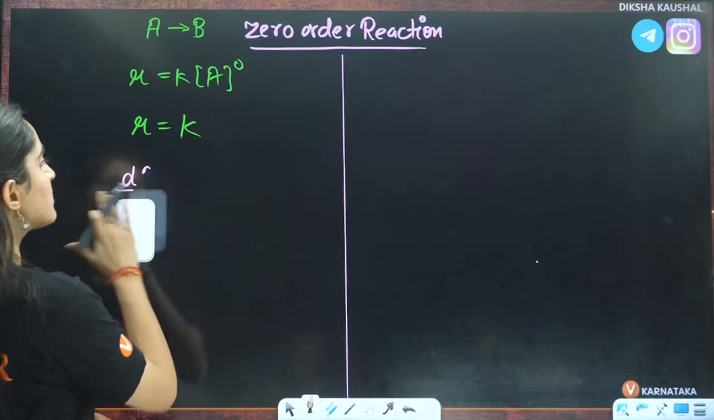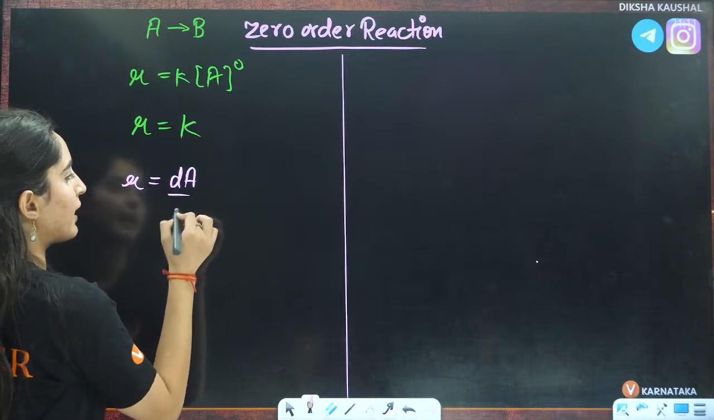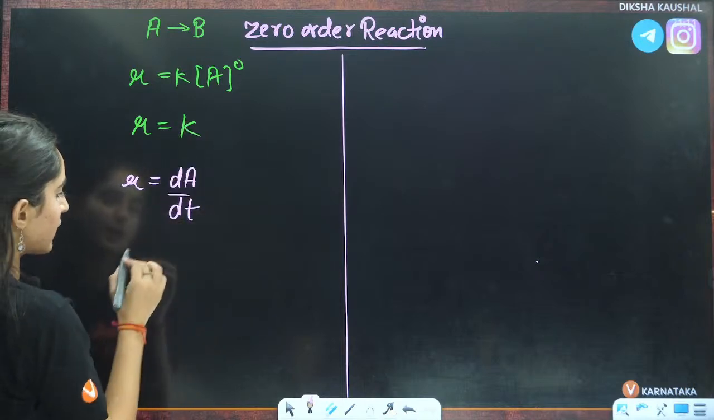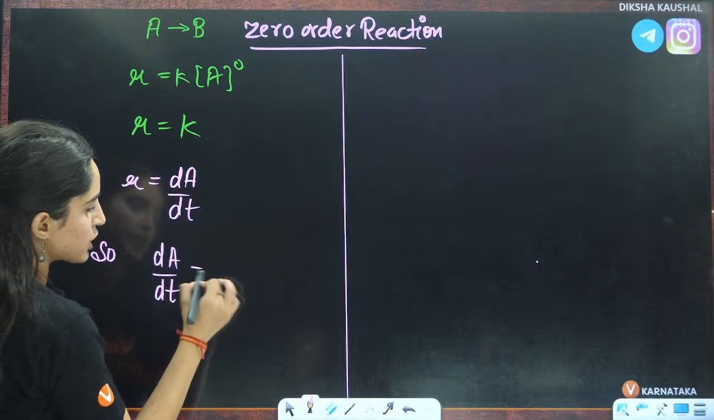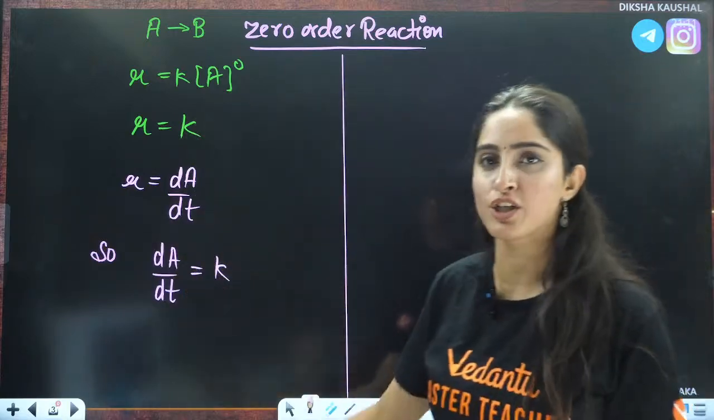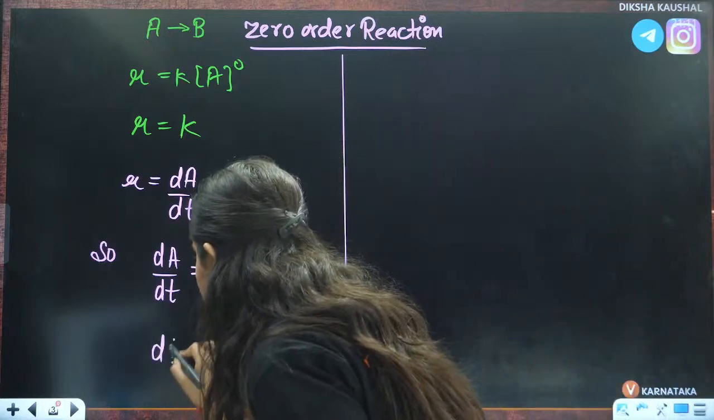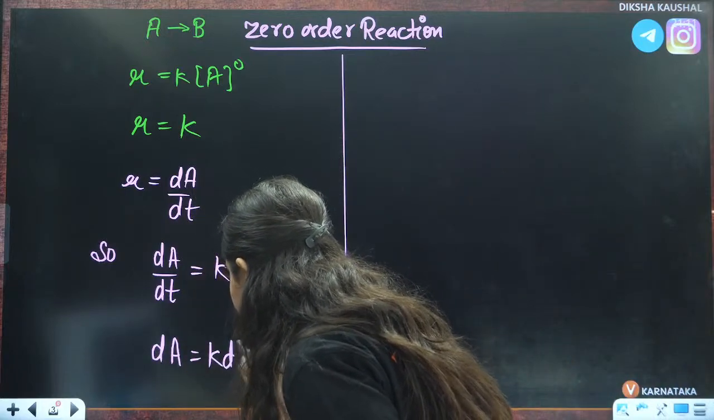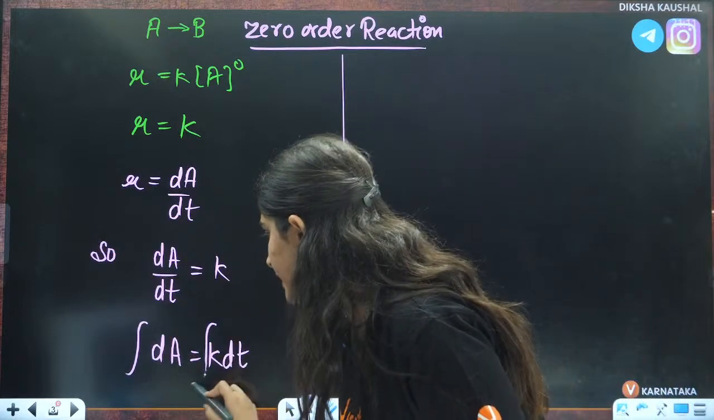See students, we know that from rate law expression R is equals to dA by dt. So R and R will become, so we can say that dA by dt is equals to K. Now whenever you have differentiation, always you will have integration. So we'll multiply this to this side. So this will be dA is equals to K dt. We will integrate it. Integrate this side, integrate this side.